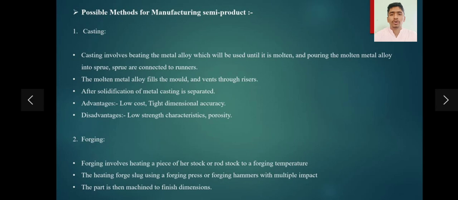Second is forging. Forging involves heating a piece of bar stock or rod stock to a forging temperature. The heated forged slug is shaped using a forging press or forging hammer with multiple impacts. The part is then machined to finished dimensions.